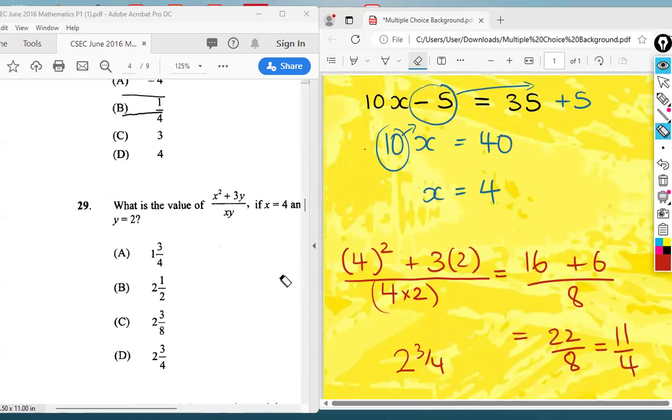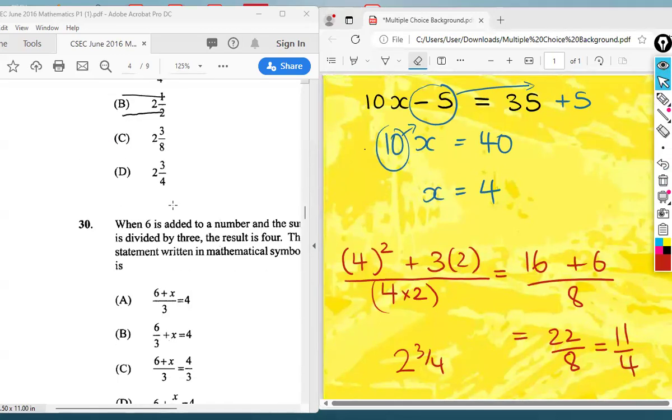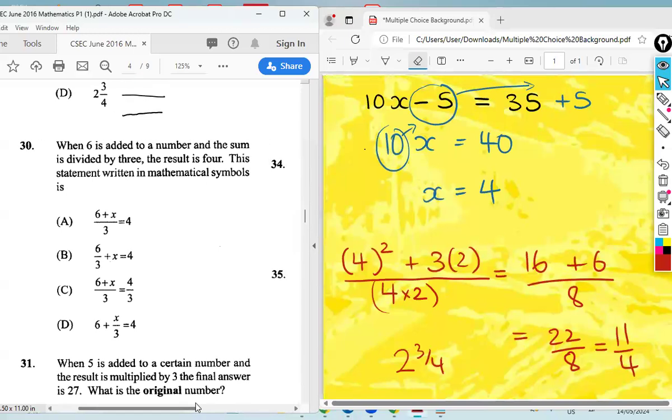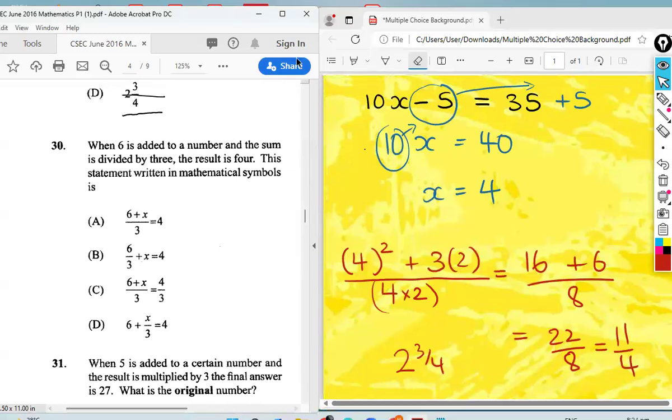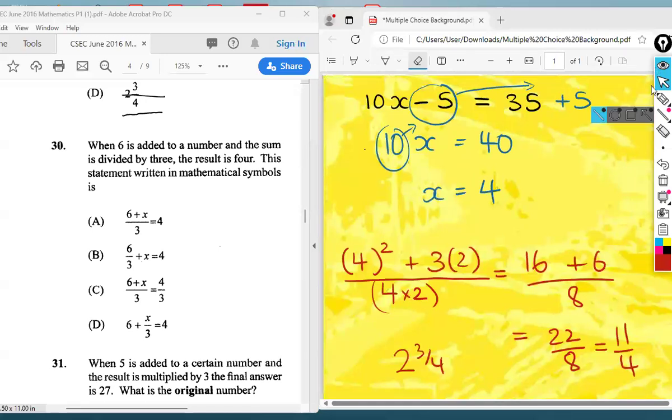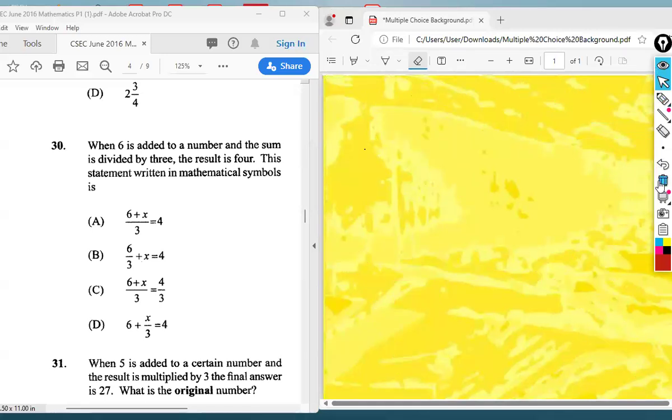Right? So we just have one more question to do, right? Number 30. And we'll call it a night when we finish 30. The answer for this one is A. As simple as that. They just said to add something. It's A. 6 is added to a number, and notice the whole thing is being divided by 3. So the whole sum is divided by 3, and it gives you 4. That's all, right?